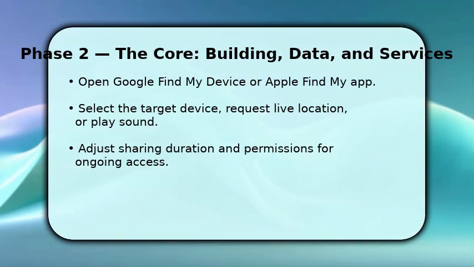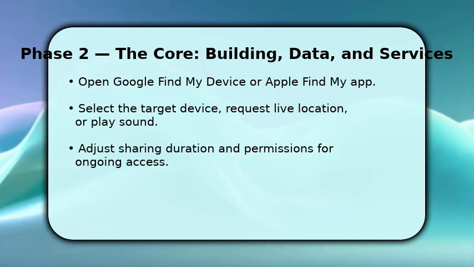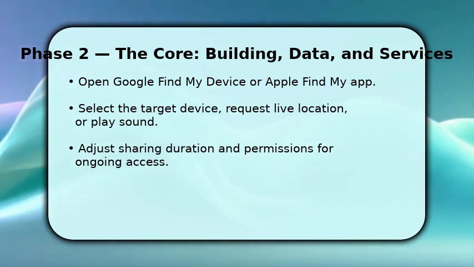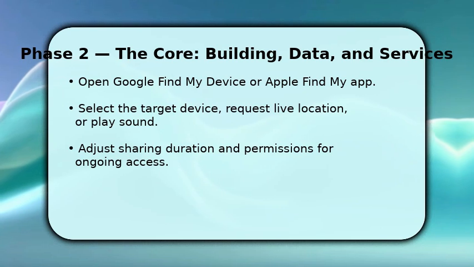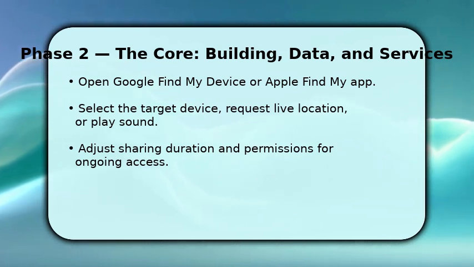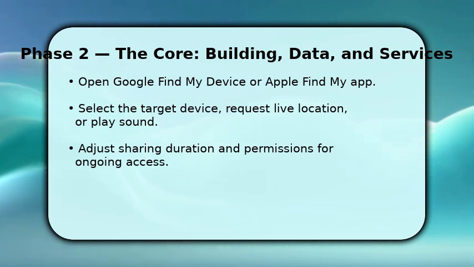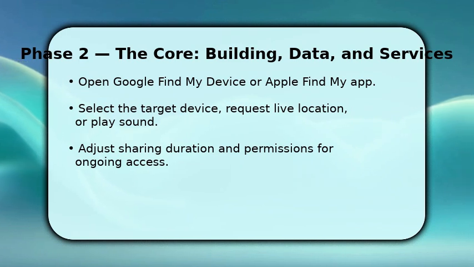Now open the tracking tool. Google Find My Device on Android or Apple Find My on iPhone, or use the web version if needed. You select the target device to view its latest coordinates on a map. Request live location updates to keep tracking as it moves. If the phone is nearby, play a sound to locate it quickly.